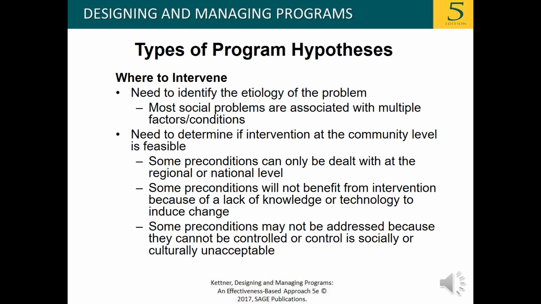So types of program hypotheses. Where to intervene. Need to identify the etiology of the problem, or as we said, causes of the problem. Most social problems are associated with multiple factors or conditions. Need to determine if an intervention at the community level is feasible. Some preconditions can only be dealt with at the regional or national level. Some preconditions will not benefit from intervention because of a lack of knowledge or technology to induce change. Some preconditions may not be addressed because they cannot be controlled or control is socially or culturally unacceptable.